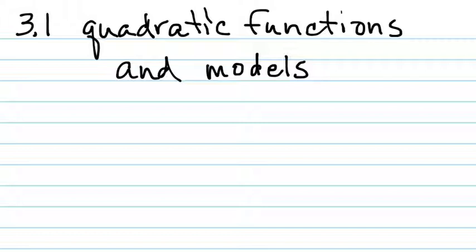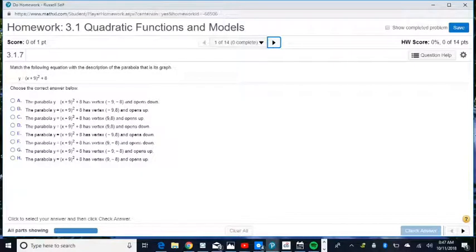Most of what you're going to see today is just a repetition of some things that we saw in the last chapter. So you get a chance to look back at some of those things that we've already done. It'll be a bit of a refresher with a few new details added in. So let's begin by just going straight to the homework and seeing what they're going to ask you. First thing, it says match the following equation with the description of the parabola, that is its graph.